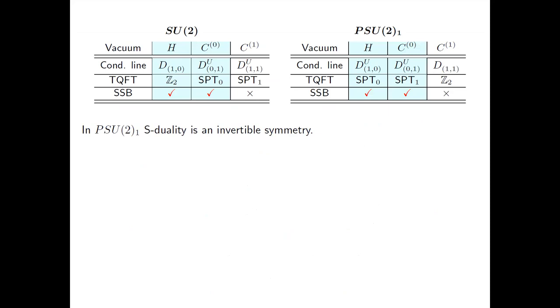It's interesting to look at another global form of the same theory, which is the PSU(2)_1 theory, because this global form is left invariant under S-duality. So in order to construct the S-duality symmetry, you do not need the topological operation. So the S-duality is invertible in this example. And in fact, the two vacua that are related by S-duality now have the same physical properties. They are both trivially gapped. So when the symmetry is invertible, it behaves in the standard way. When it is non-invertible, it's slightly more interesting.